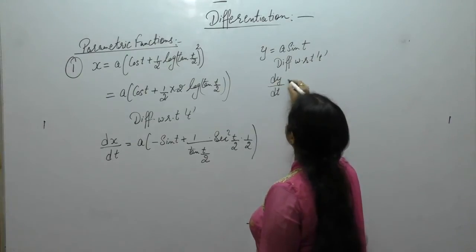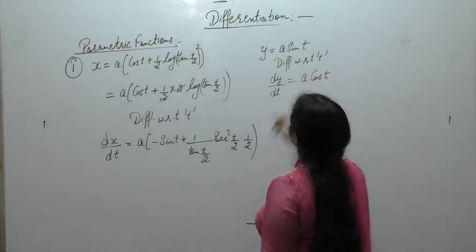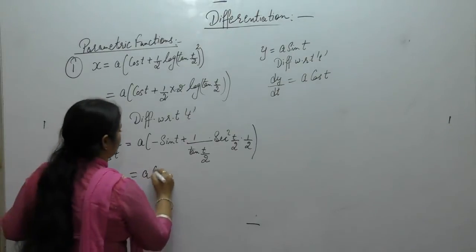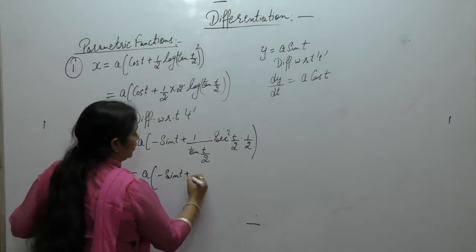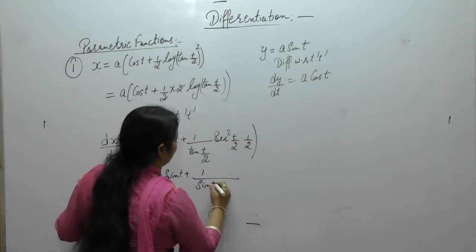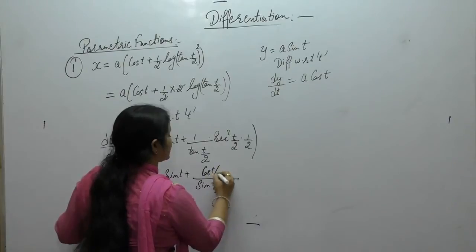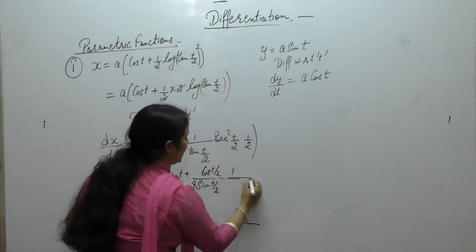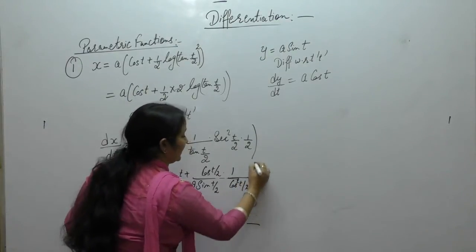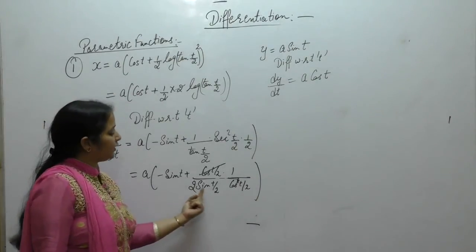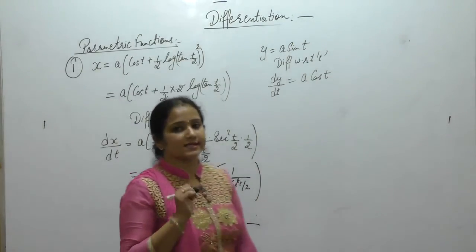dy upon dt, derivative of sine is cos of t. Now in the next step, a minus sin t, we can write tan as sine upon cos. So sin t by 2 over cos t by 2. This 2 is in the denominator. Sec square is 1 upon cos square t by 2. One cos will get cancelled. So here we are left with 1 by 2 sin t by 2 cos t by 2.